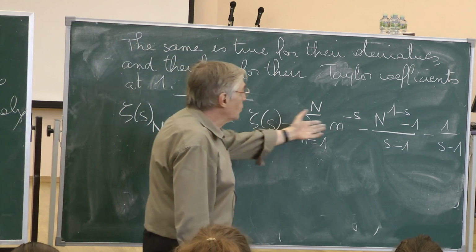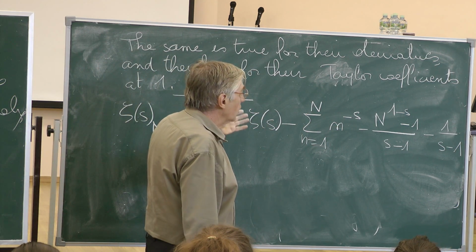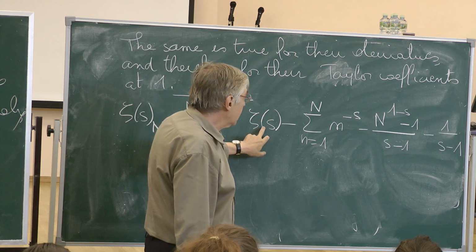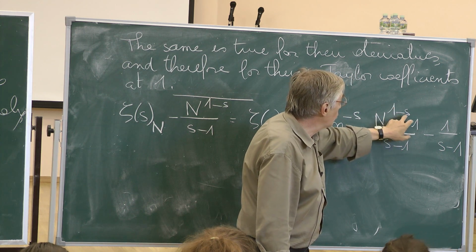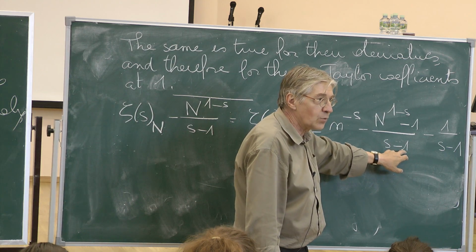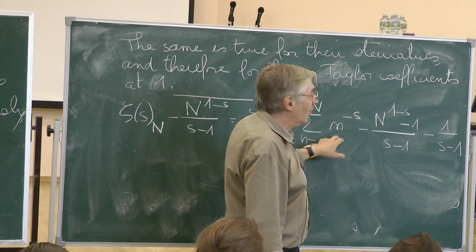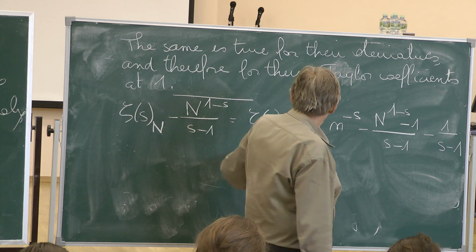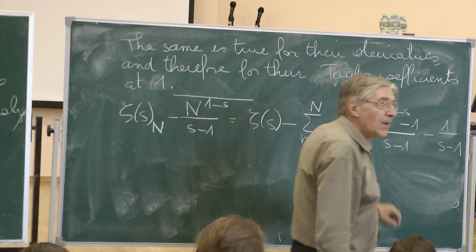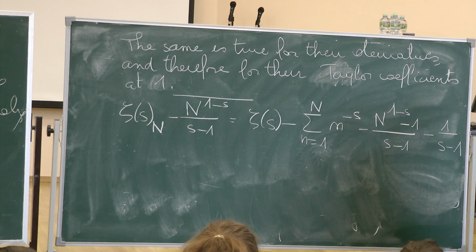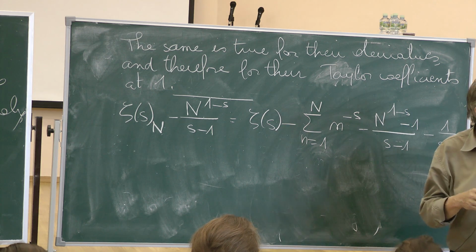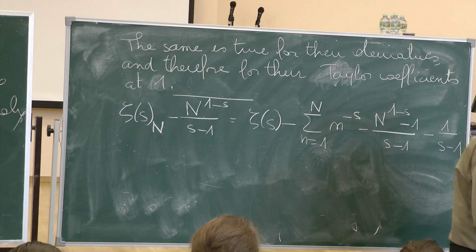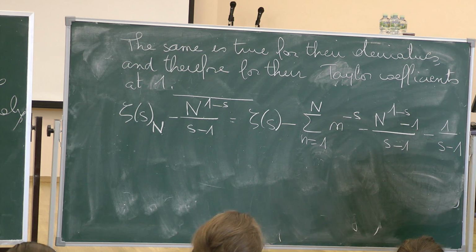So, in fact, you see, it was not completely obvious, but this function is a holomorphic function. You have the zeta of s minus 1 over s minus 1. This is a holomorphic function. This n to the 1 minus s minus 1 divided by s minus 1 is a holomorphic function. And this is a holomorphic function. So you have, in fact, a holomorphic function in the whole. And so we know that this holomorphic function, which depends on capital N, is going to 0 uniformly on any compact set with real part larger than 1/2, in particular on some small neighborhood of 1.